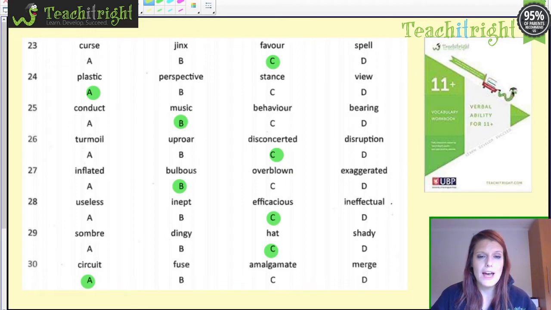29 was C, hat. The others are ways of describing a dull or dark place. And number 30, circuit. All the others actually mean to join together. So you might fuse something together. You might amalgamate a group of people together or merge them together.